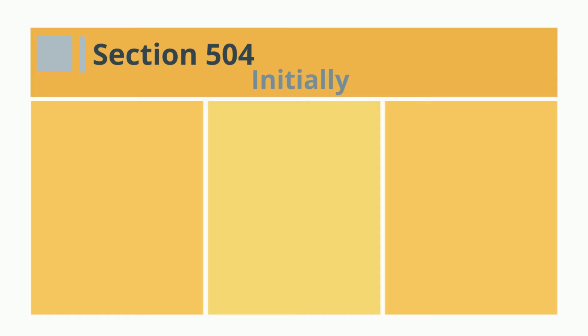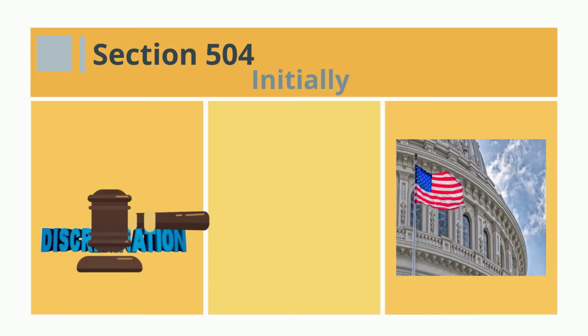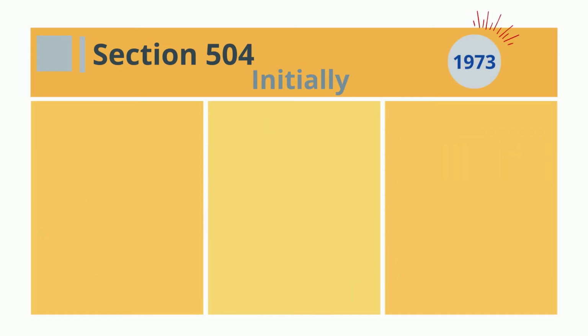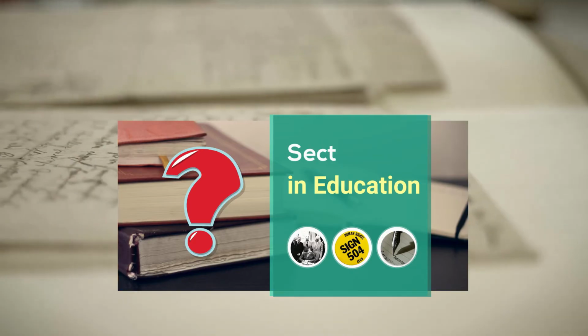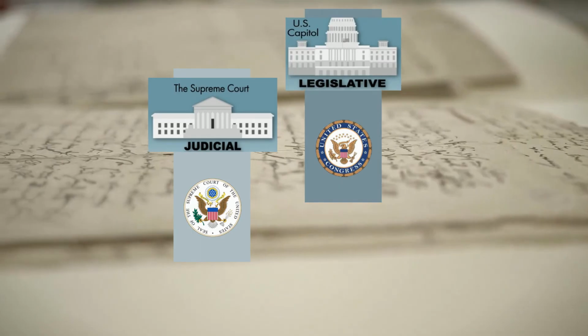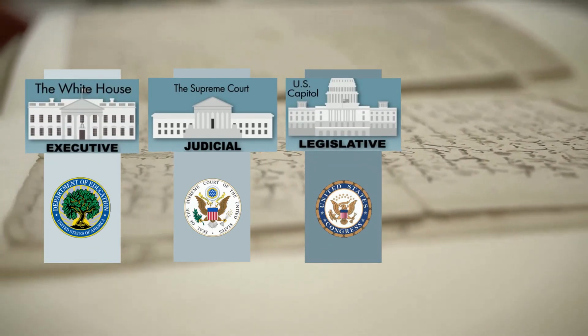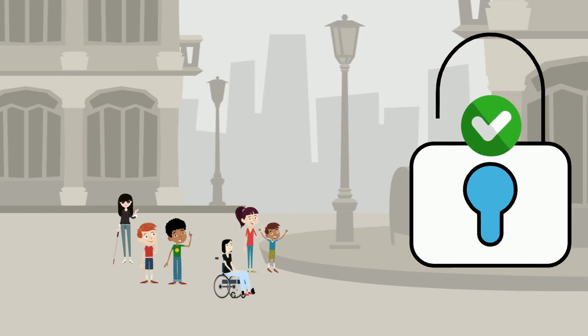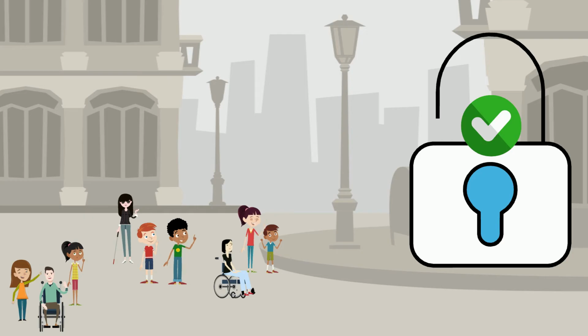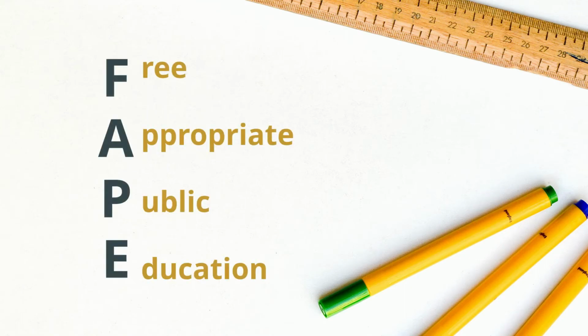The initial intent of the Section 504 statute was to prohibit disability-based discrimination in employment and federally funded areas like airports and public libraries. In 1973, there was little consideration of how Section 504 would influence education and students. As time passed, it was clear to judges, legislators, and the U.S. Office for Civil Rights that Section 504 applied to student access to educational opportunities. The statute now ensures that all qualified students receive a free and appropriate public education. This is referred to as FAPE.